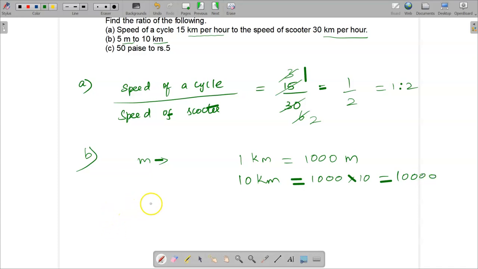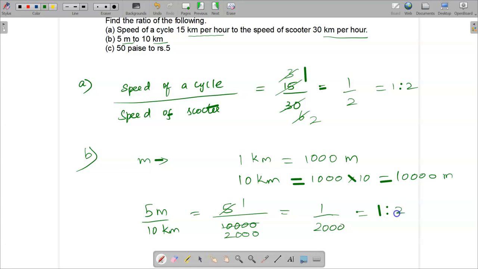Now coming to the ratio. They are saying 5 meter to 10 kilometer. The first unit is meter, so just write meter as it is. What about 10 kilometer? 10 kilometer is equivalent to 10,000 meter, so we write 10,000 here. Once we have written it with the proper units, we can apply the division. 5 1s are 5, 5 2s are 10. In the end we have 3 zeros, just write as it is. So 1 by 2000. The ratio we can write as 1:2000.